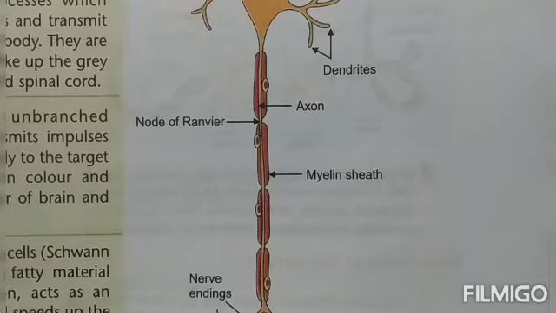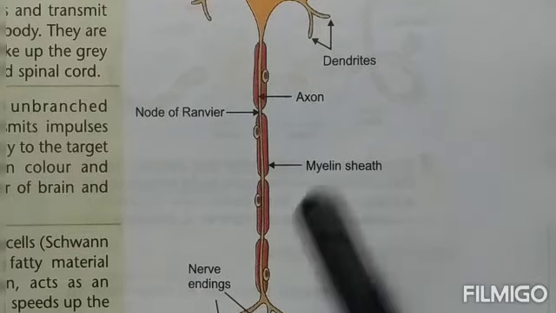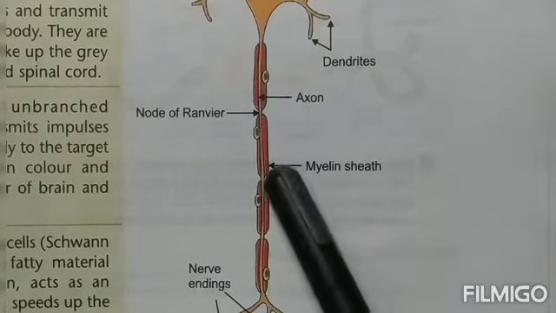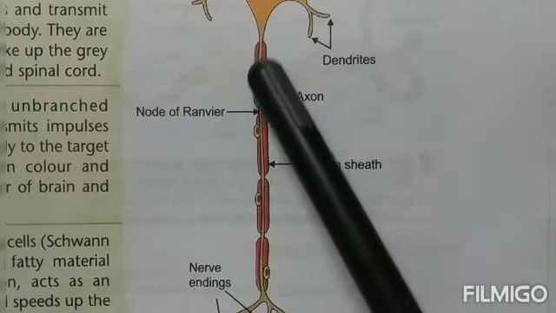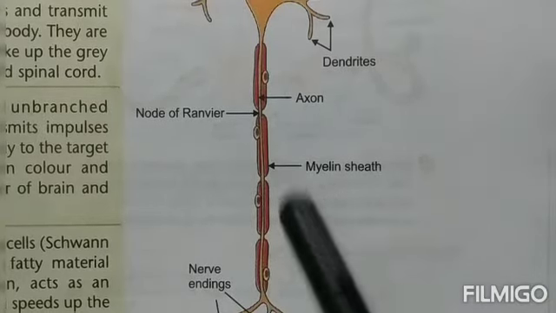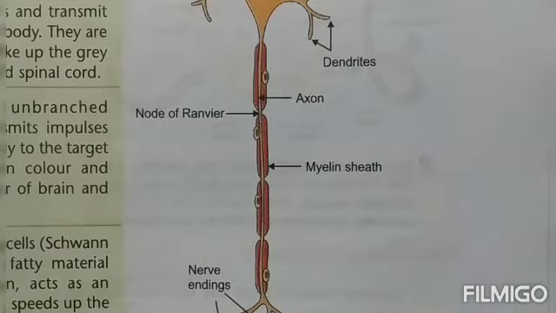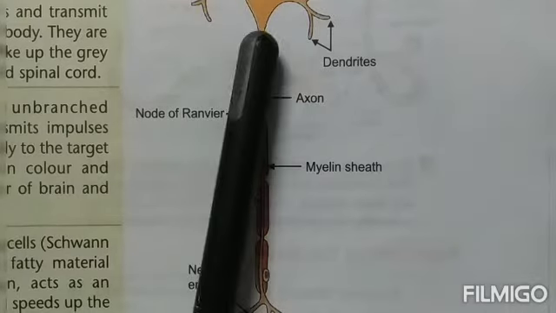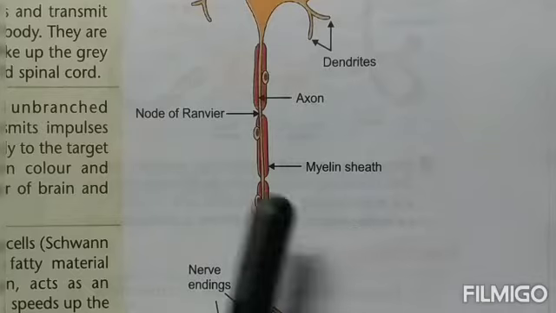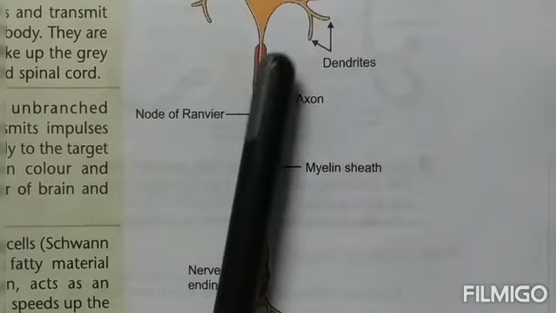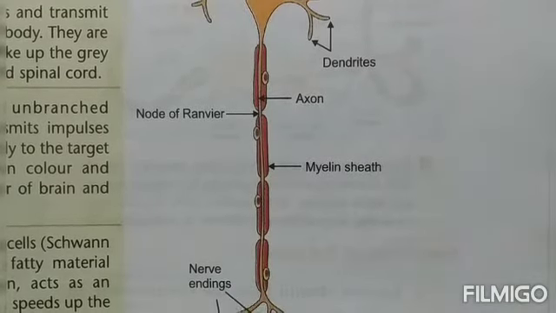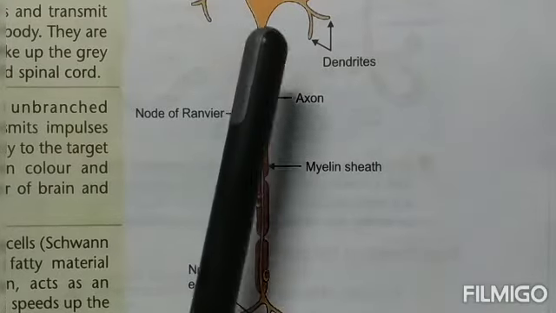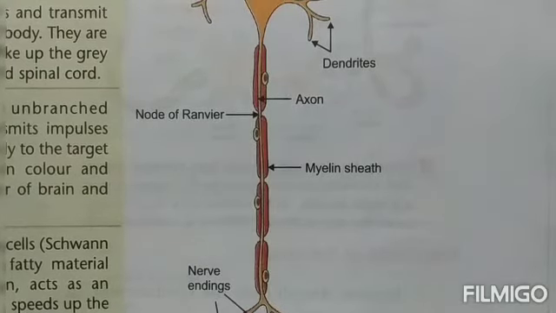Now next is the myelin sheath. You can see this axon is covered by something known as the myelin sheath. It is made up of the Schwann cells and it is protective. Its work is to protect the impulse from getting distracted and to speed up the impulse being carried. So it works like an insulation, like the wires have an insulation. In the same way, there is an insulation over the axon.